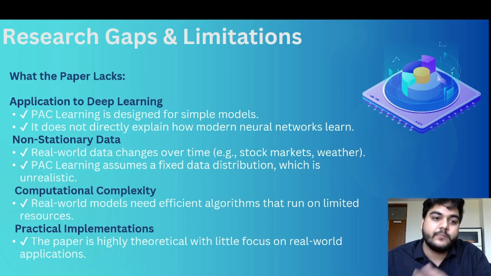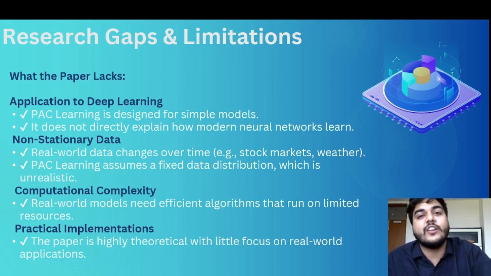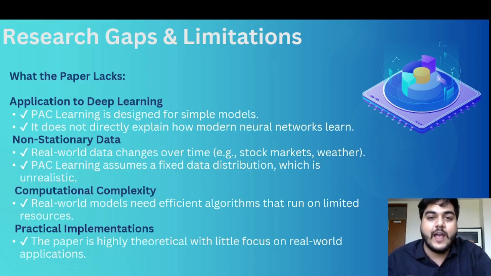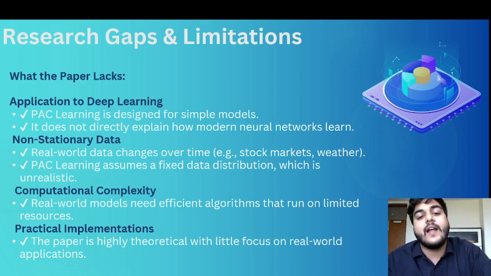Point number 2, non-stationary data. In the real world, data changes over time, for example stock markets, weather, and almost everything. But PAC learning assumes a fixed data distribution, which is unrealistic in real life.